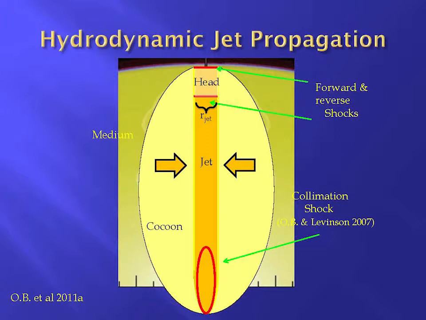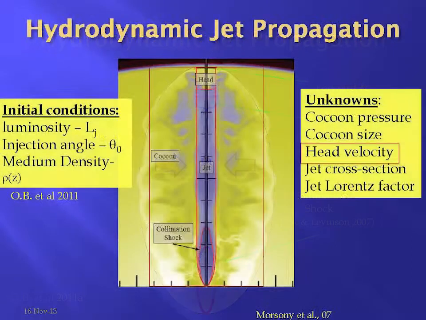Now, we constructed a rather simplified model of that, where we model this cocoon as a rectangular cocoon with a constant pressure. What our model does is take the luminosity of the jet, the injection angle of the jet, and the medium density, and the output is the cocoon pressure, the cocoon size, the head velocity, which is going to be important for our discussion, the jet cross-section, and the Lorentz factor, and how each of these changes with time as the jet propagates in the star.